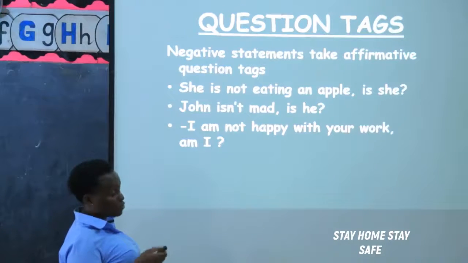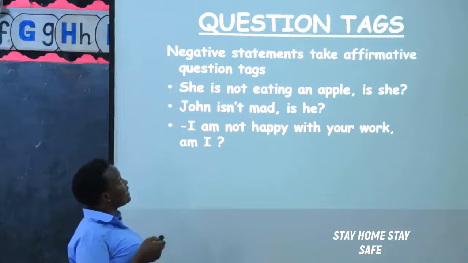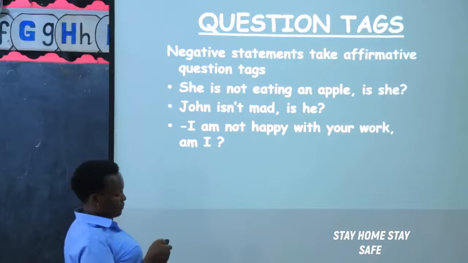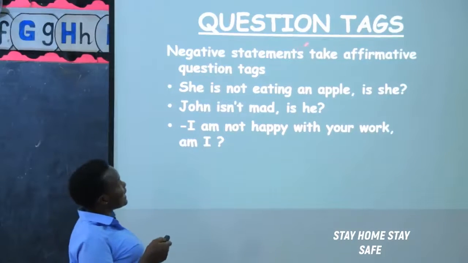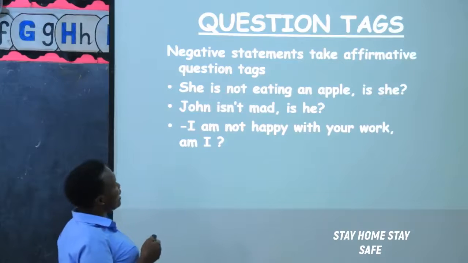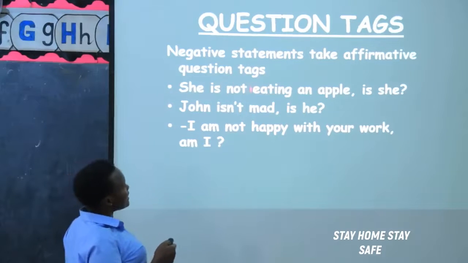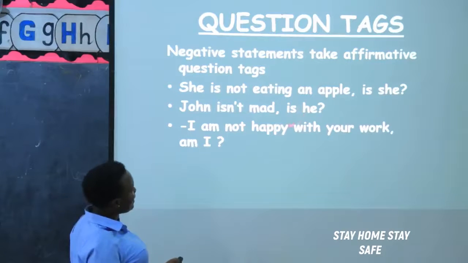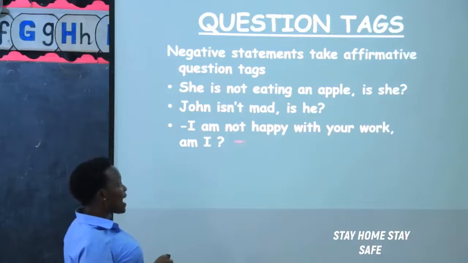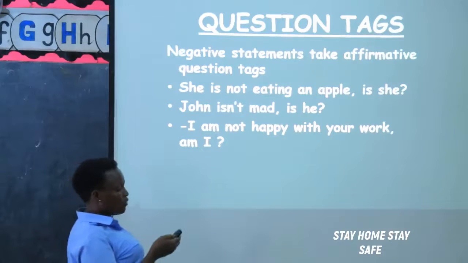Then we look at question tags. As we have already said, negative statements take affirmative question tags. For example, she is not eating an apple, is she? John isn't mad, is he? I'm not happy with your work, am I? Remember, we use the helping verbs is, am, and are to form question tags.